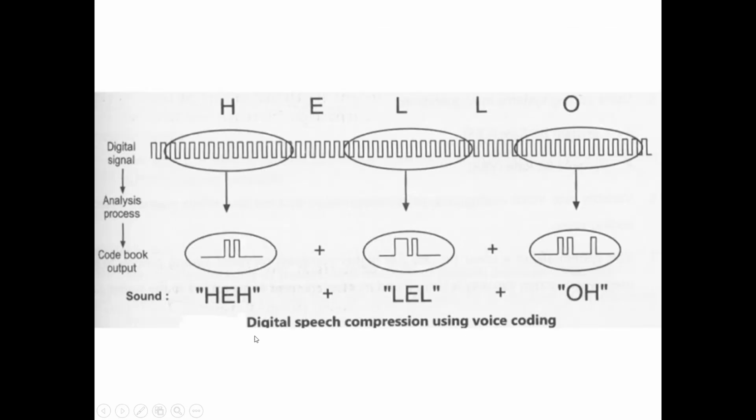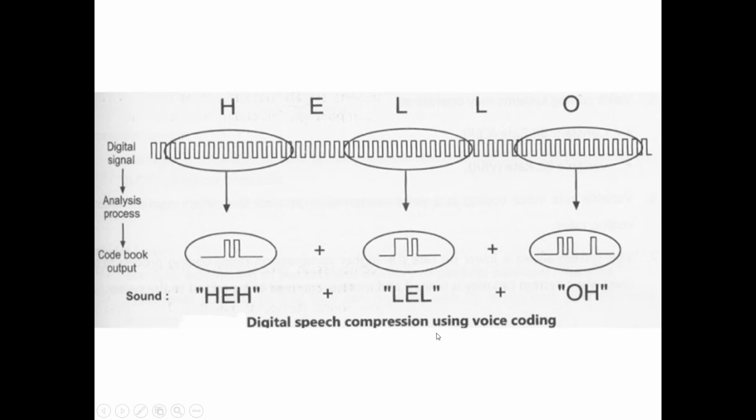Now this is voice coding, digital speech compression using voice coding. What are you doing here? If you say hello, it is HEH, LEL and OH. Instead of using a long code word, for H you have a long code word, for the next sound again a long code word, for L again a long code word. So you have analyzed how many code words there are. The lengthy code words are converted into smaller codes. You have a code book, and the same code book is maintained at the receiver side also. So the longer code word is reduced to a smaller code word.